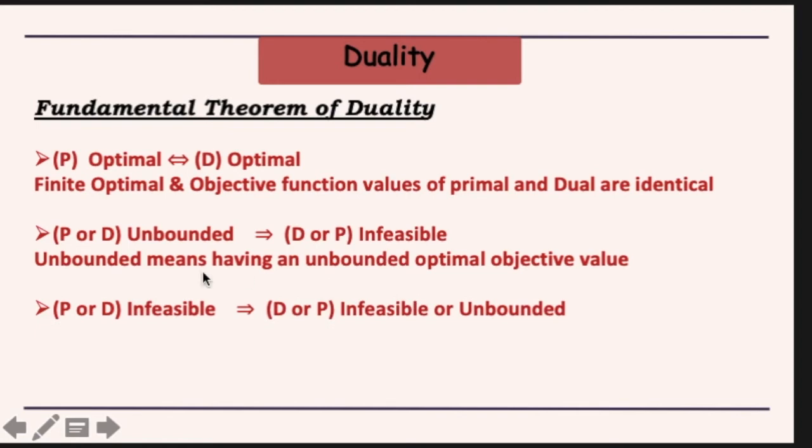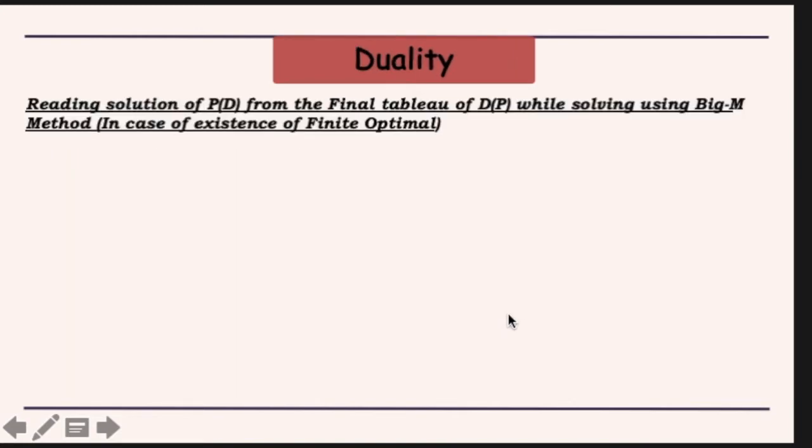The third statement says that if one of the problems, either the primal or the dual, is infeasible, that would imply that the other problem, the dual or the primal, is infeasible, or it could be unbounded. Now let's see how to read the solution of the primal or the dual from the final tableau of the other problem while solving using the big M method. So here we are solving a linear programming problem using the big M method, and by using the fundamental theorem of duality, we will see how to read the solution of the other problem.